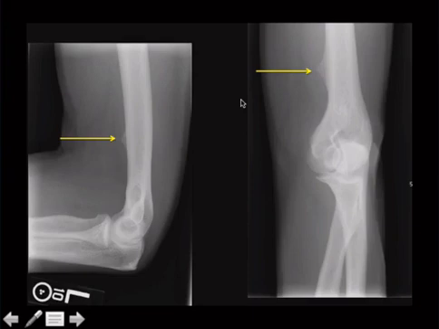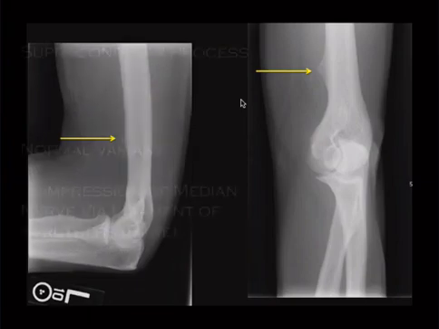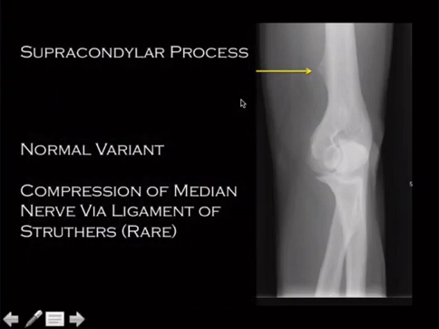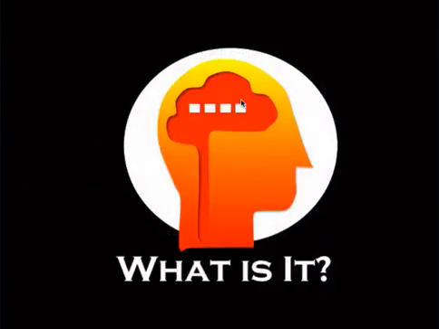The one thing that is worth knowing is that you can have compression of the median nerve via the ligament of Struthers. That sounds like obscure trivia, and it is, but that is a thing that can happen there. The other thing that can happen with this thing is that it can get fractured, but that's pretty rare too. Or it can do nothing and confuse people who don't know anything.